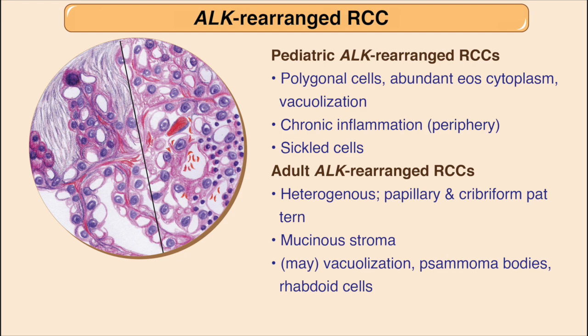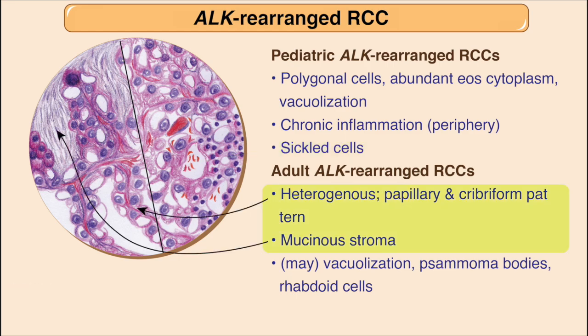Pediatric ALK rearranged RCCs have a distinct morphology. Neoplastic cells are polygonal with abundant eosinophilic cytoplasm and striking vacuolization. Tumor periphery may show chronic inflammation. Sickle-shaped red cells are more frequently observed in extracellular space.